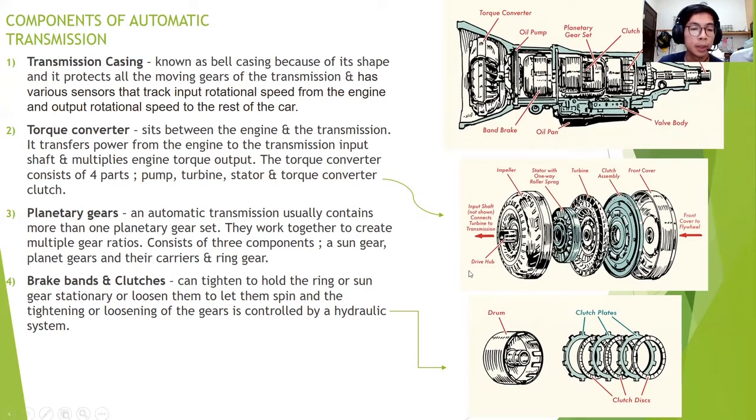Lastly, brake bands and clutches. Brake bands and clutches can tighten to hold the ring or sun gear stationary or loosen them to let them spin, and the tightening or loosening of the gears is controlled by a hydraulic system. So the diagram on this bottom right hand side is the brake bands and the clutches.